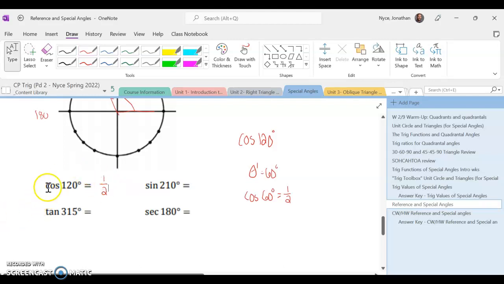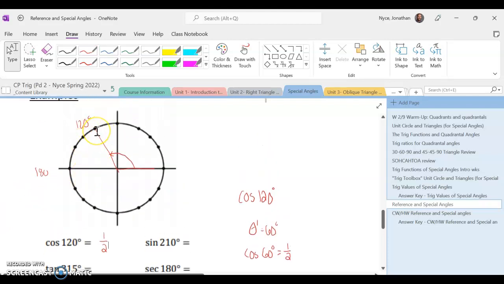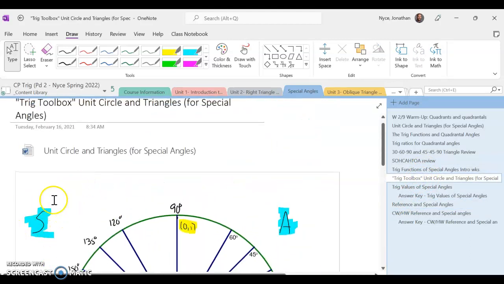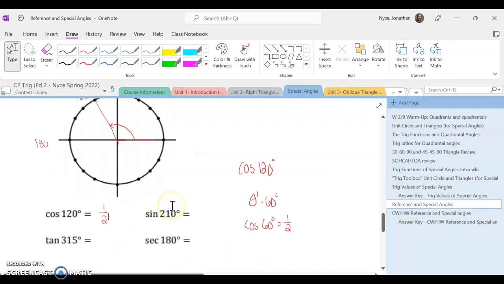But there's one thing we have to check yet. 120 degrees is in quadrant 2. And we know that in quadrant 2, only sine and its reciprocal cosecant are positive, meaning everything else, including cosine, is negative. So 120 degrees is in quadrant 2, and in quadrant 2, cosine is negative. So we're going to have a negative 1/2. So you have to make sure you check your quadrant at the end to find out whether your trig function should be positive or negative.